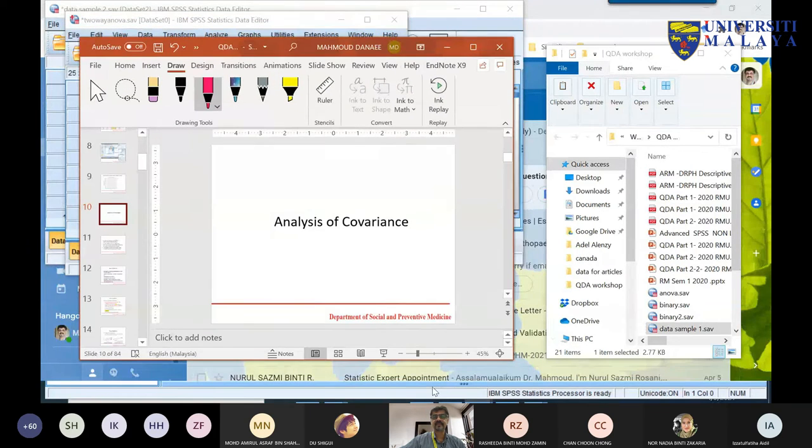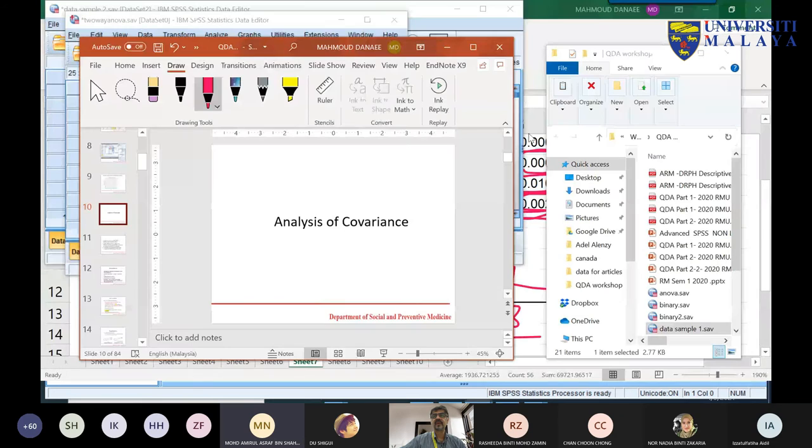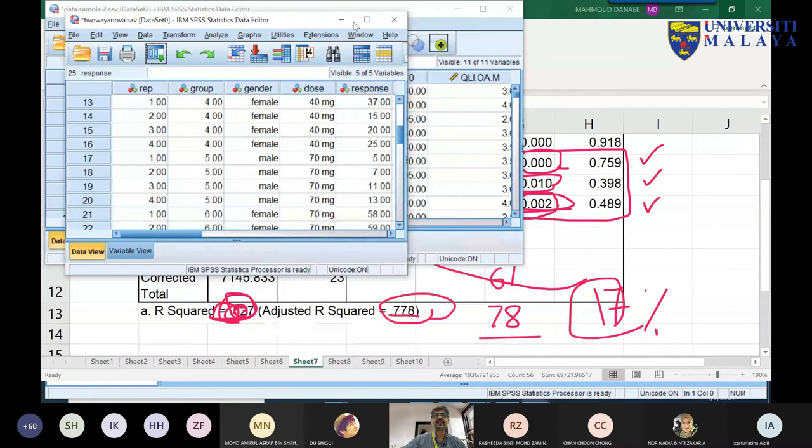But what you need to do when you run the analysis, you see my screen, right? Yes. Okay, so let me go back to the data and then hold on, please.